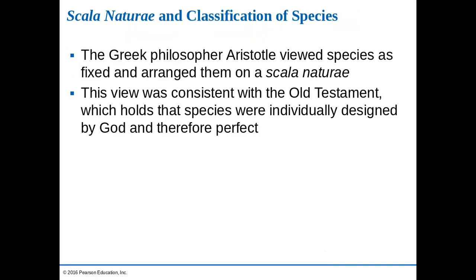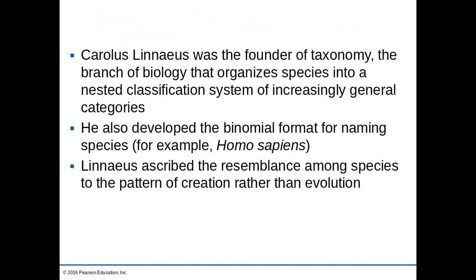Aristotle was a Greek philosopher who viewed species as fixed, and he kind of arranged them on a natural scale. He viewed them as unchanging and consistent. And this also kind of went along with the religious belief of the Old Testament at the time that believed that species were each individually designed by God and never changed.